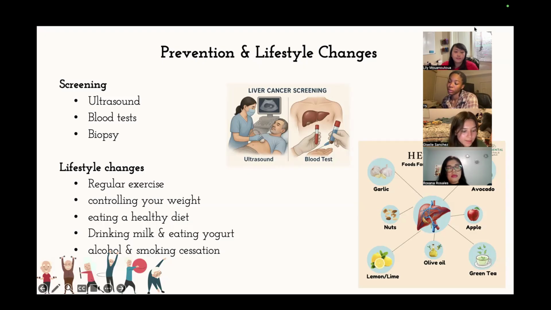But as far as lifestyle changes: regular exercise, controlling your weight since obesity is a big risk factor, and eating a healthy diet, which can include drinking milk and eating yogurt, which helps fight it, and foods like whole grains, fish, and veggies because they have omega-3s and healthy fats. You also really want to find foods that are rich in fiber and antioxidants. It's also important to avoid processed meats, sugary beverages, and saturated fats. And then you can also practice alcohol and smoking cessation.